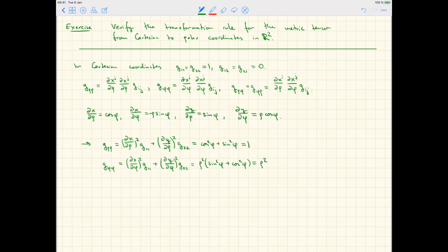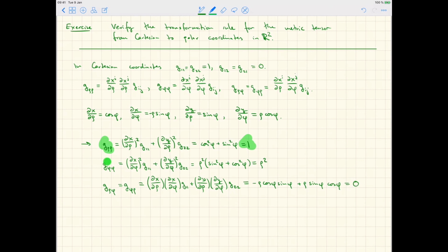For the off-diagonal components, g rho phi, which is equal to g phi rho, we find that this is equal to dx d rho times dx d phi g11 plus dy d rho times dy d phi g22, which when inserting the expressions for the partial derivatives is equal to minus rho cos phi sine phi plus rho sine phi cos phi. And we see that those terms exactly cancel and we get 0.